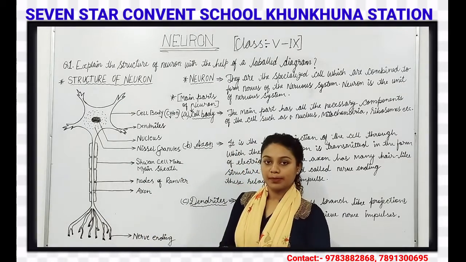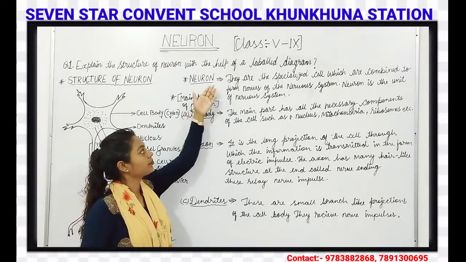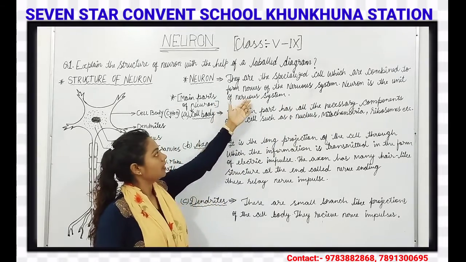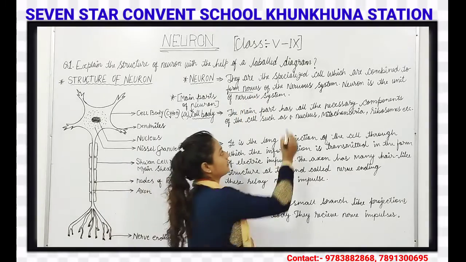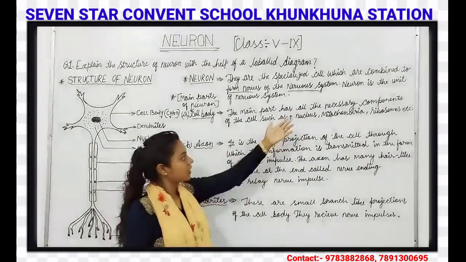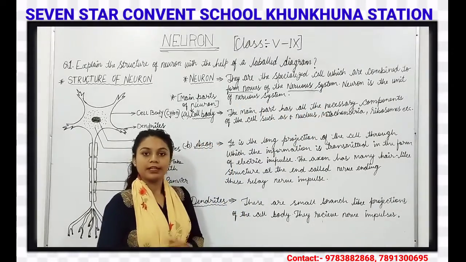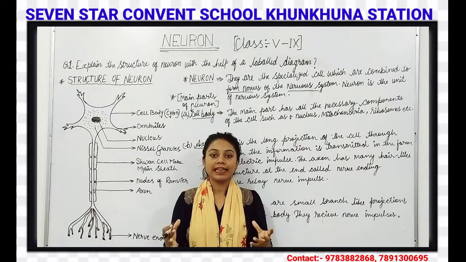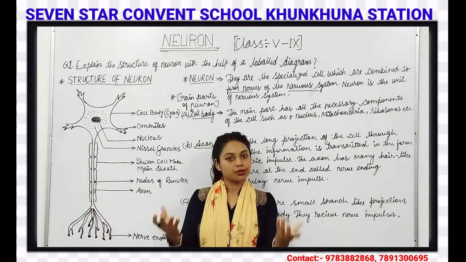Coming to the definition of the neuron, these are specialized cells which are combined to form the nerve of the nervous system. The neuron is also the unit of the nervous system. It is to create and carry the message, which is called the neuron.